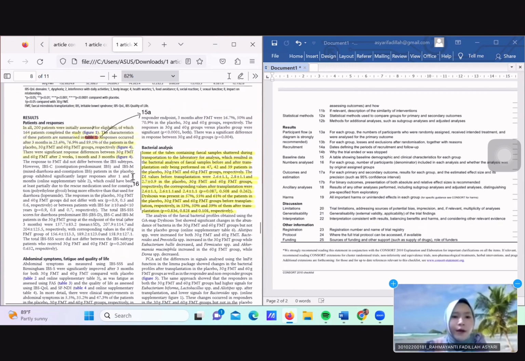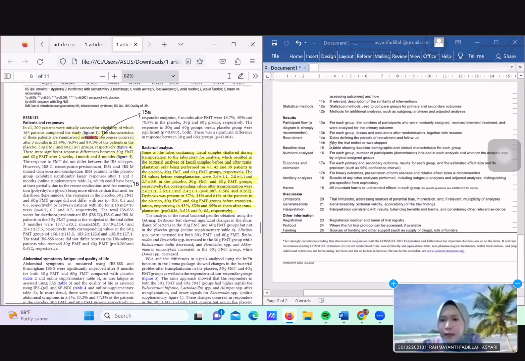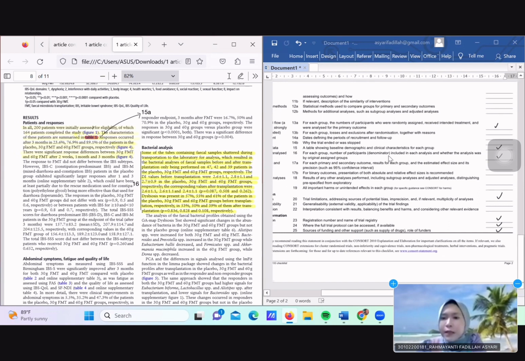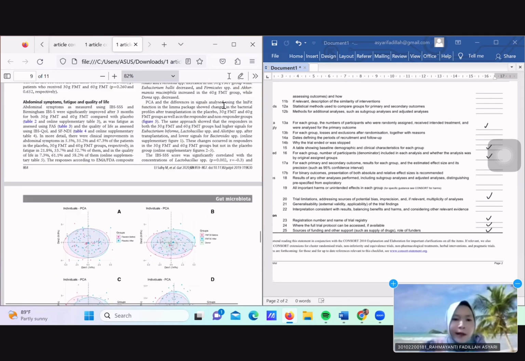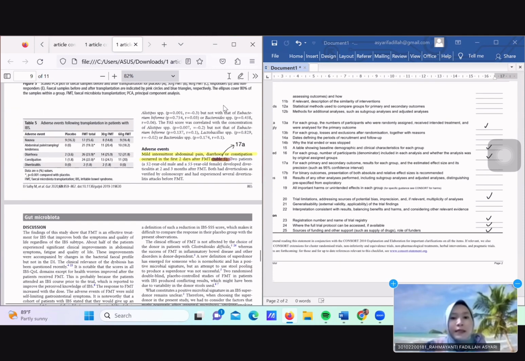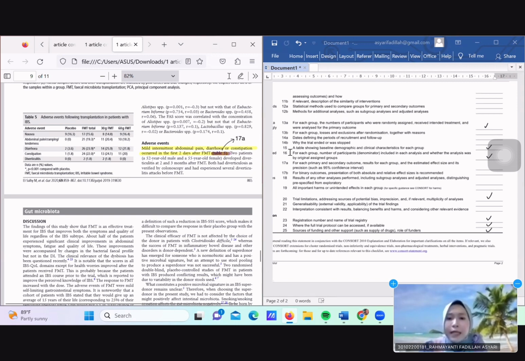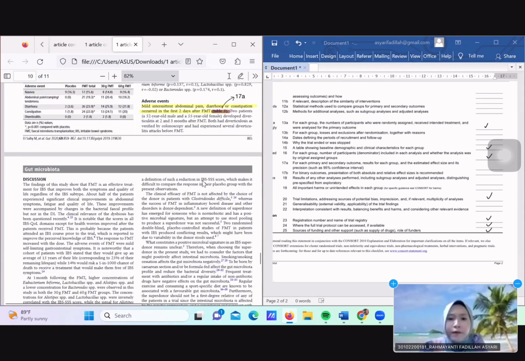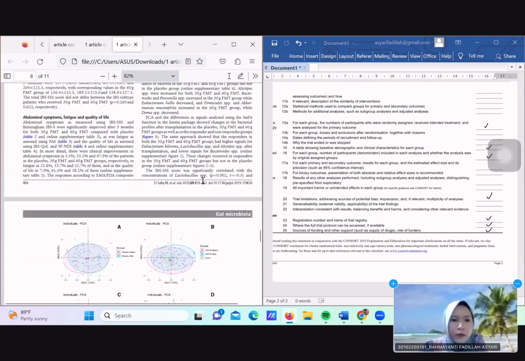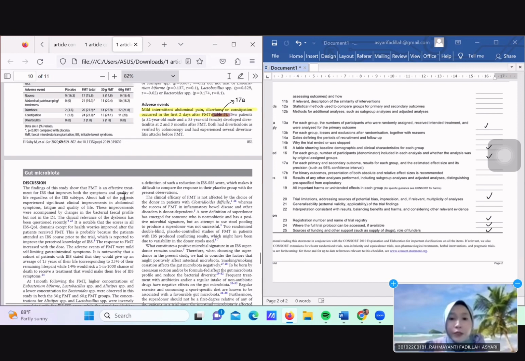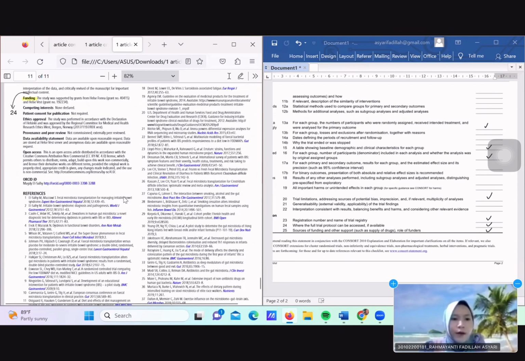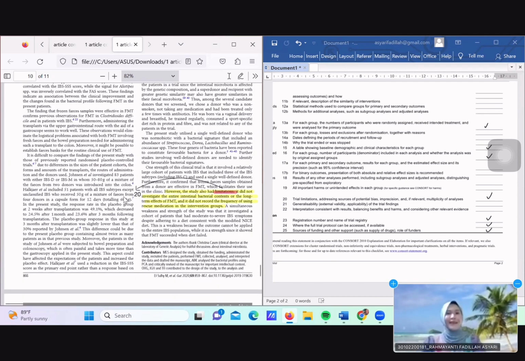Okay, next for 16, bacterial analysis, 16. For each group, number of participants, denominator included in each analysis, and whether the analysis was by original assigned group. Okay, respectively in here. Next for adverse events, 17A, for each primary and secondary outcome, like table 5. Next, table 5, this one in here. Adverse events following transplantation.